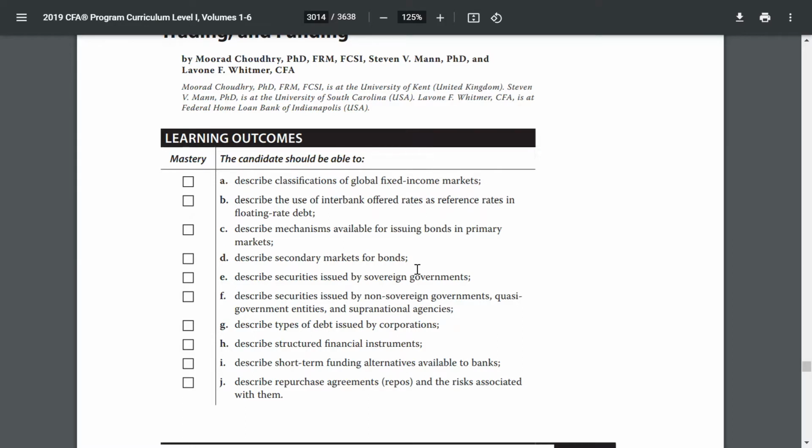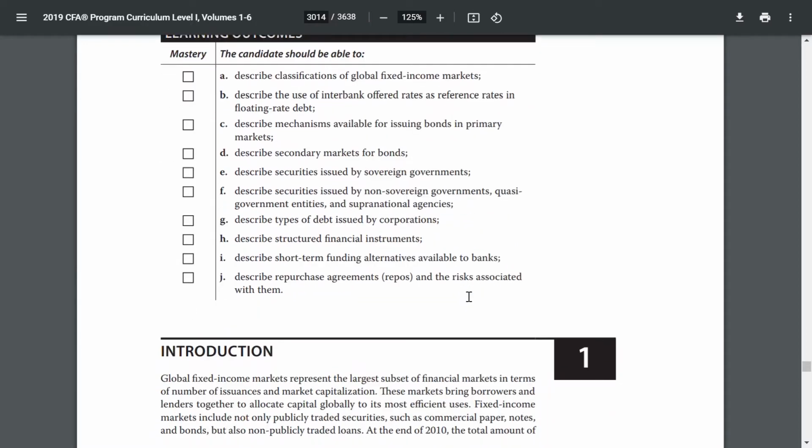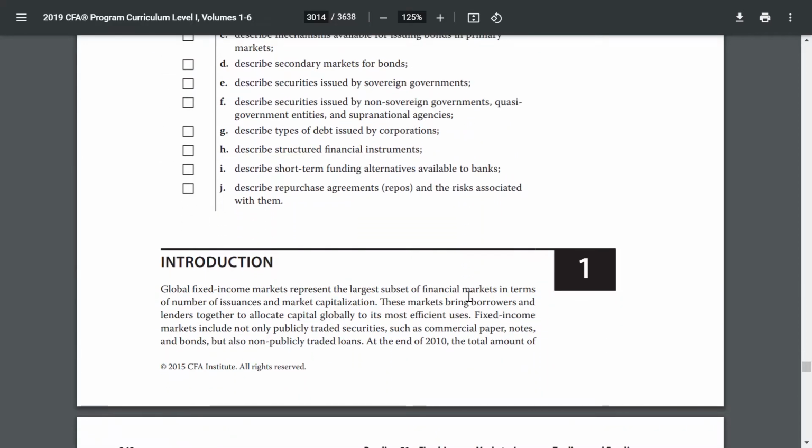markets for bonds, describe securities issued by sovereign governments, describe securities issued by non-sovereign governments, quasi-government entities, and supranational agencies, describe types of debt issued by corporations, describe structured financial instruments, describe short-term funding alternatives available to banks, describe repurchase agreements, or repos, and the risk associated with them.